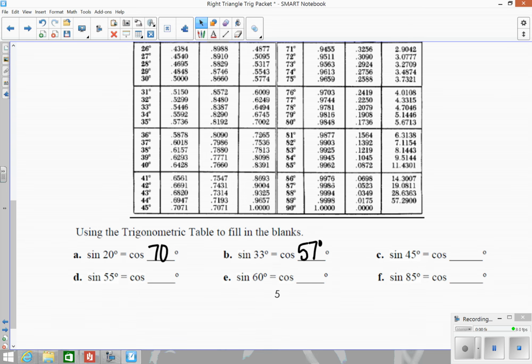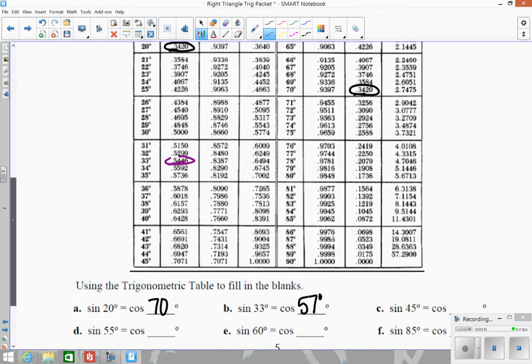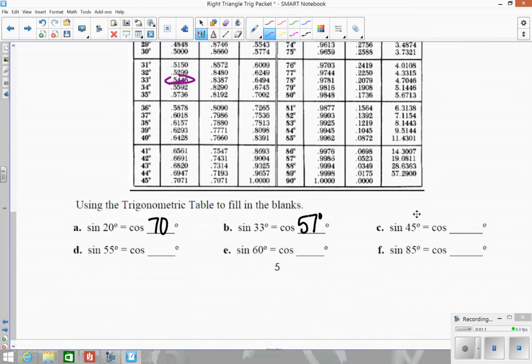So again, if you compare sine of 33, which would be this first column on the left, and then go to 57 degrees in the middle, you should see you get the same answer, 0.5446. And then sine of 45, you should have gotten 45 for cosine. That one was easy because they were in the same row, different columns. Then we have sine 55, that's going to equal cosine of 35.